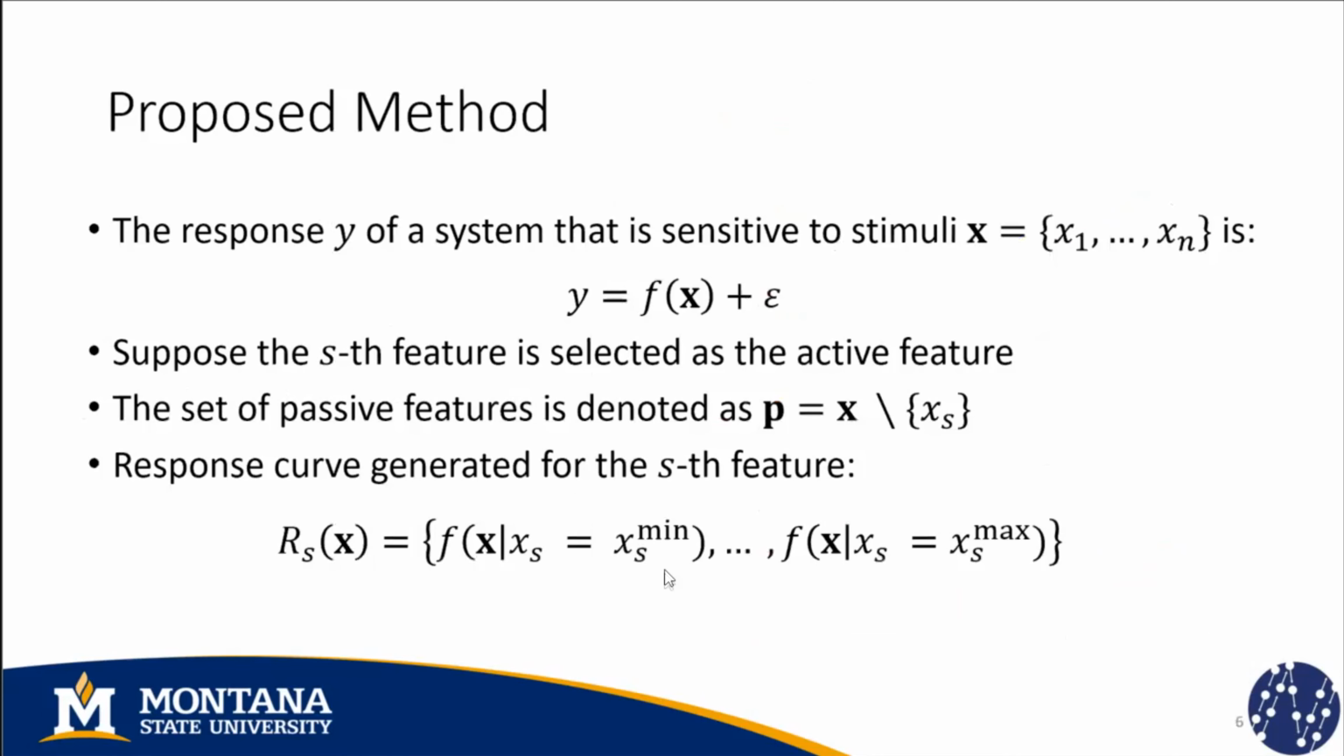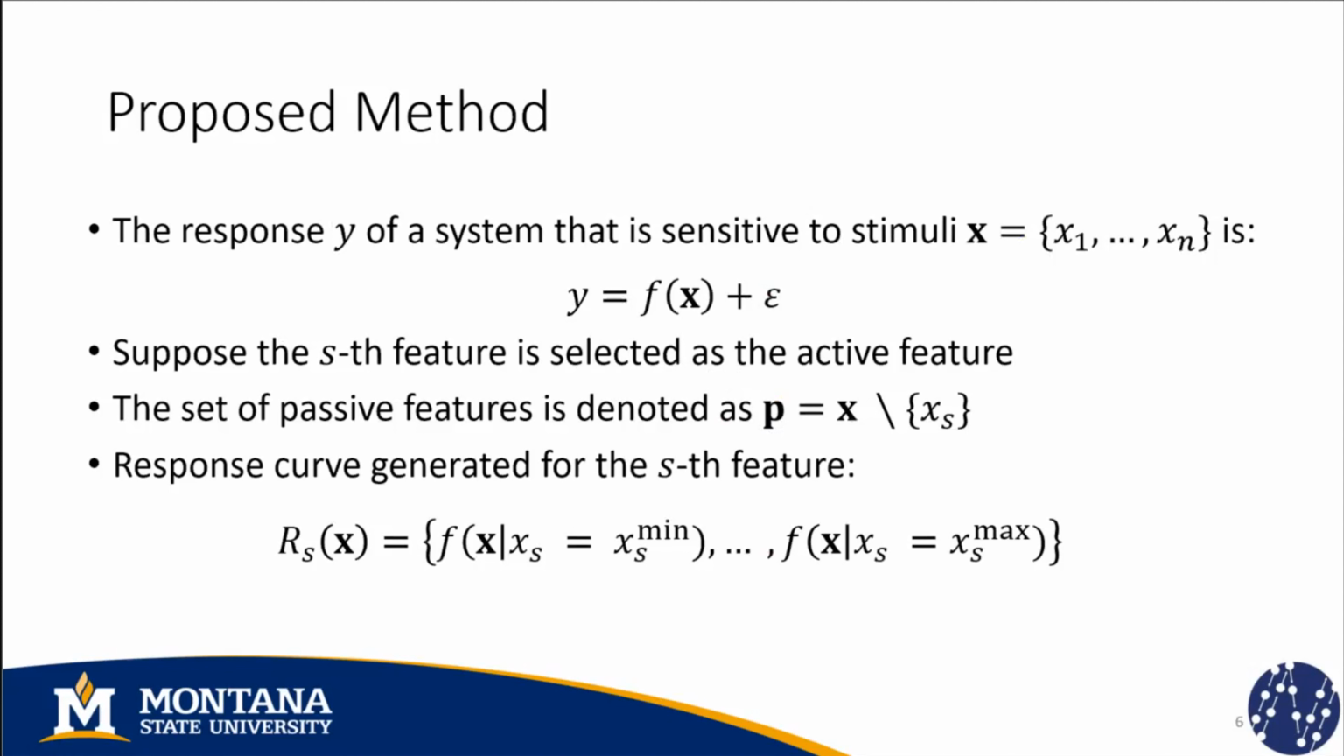So now let's talk about the method. We have a system whose response is denoted as y, and it is sensitive to n stimuli x. The relationship between them is given by this equation, where f is the underlying function of the system and epsilon is a random error. We suppose that the s-th feature is selected as the active feature, which means that the remaining variables represent the set of passive features p.